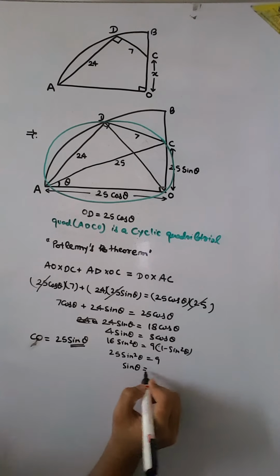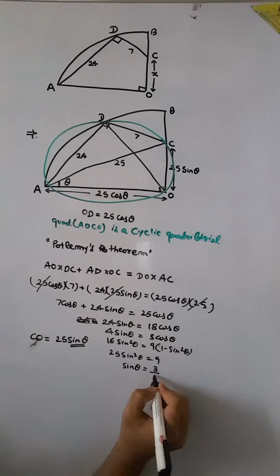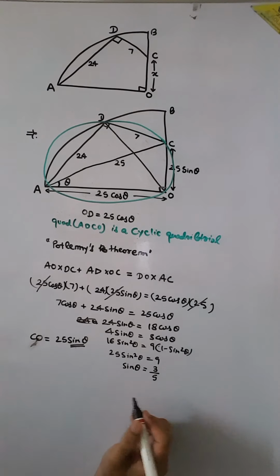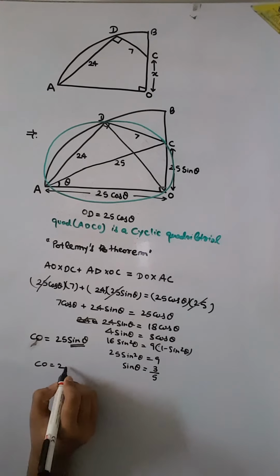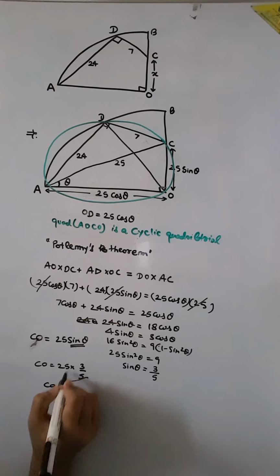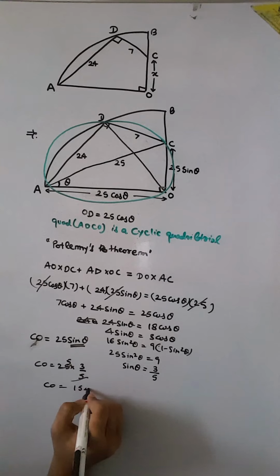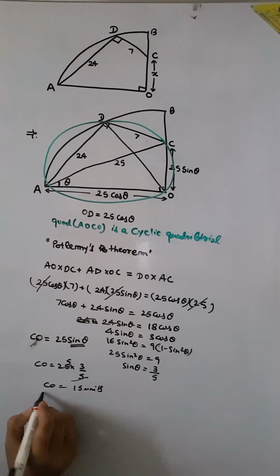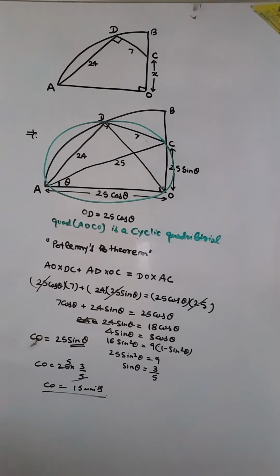As we need the positive value of sin theta in this case, that will become 3 by 5. So then the value of CO will be 25 into 3 by 5, which will be 15 units. Hence the value of CO is 15 units, and that is the solution for this question.